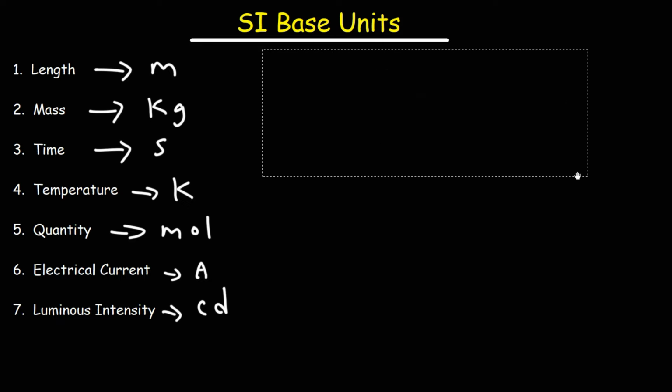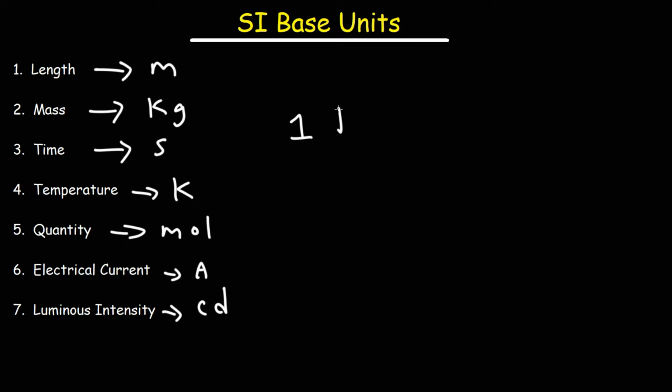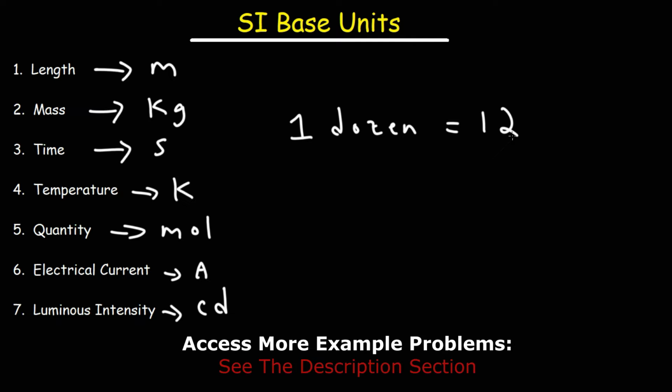Now, the mole represents a quantity, which is typically used in chemistry. Think of the word dozen. A dozen is equal to a specific number, 12. If you have a dozen eggs, you have 12 eggs. If you have a dozen calculators, you have 12 calculators.